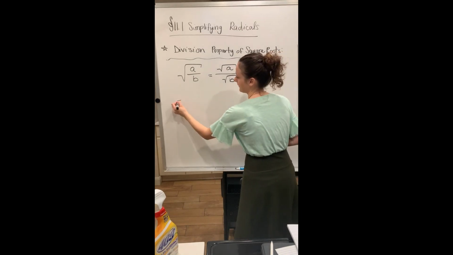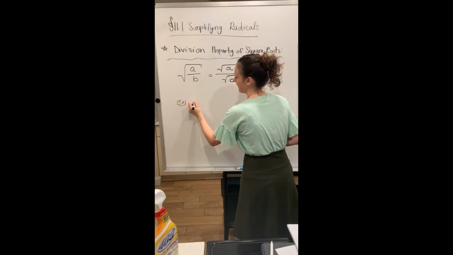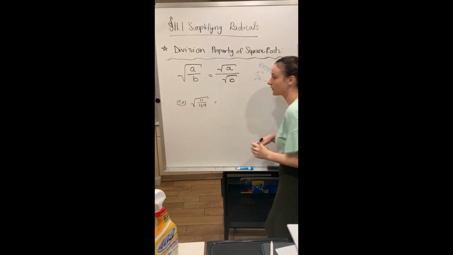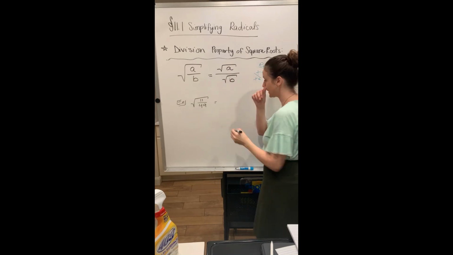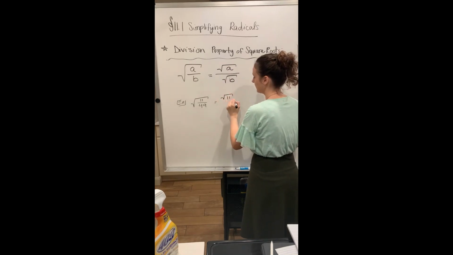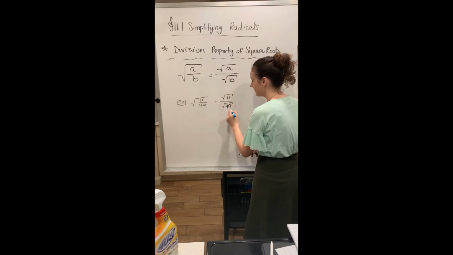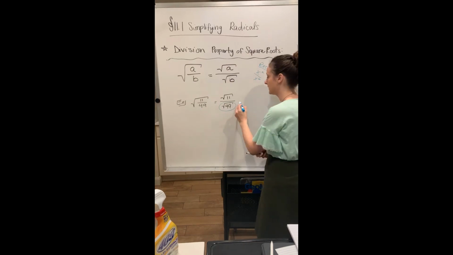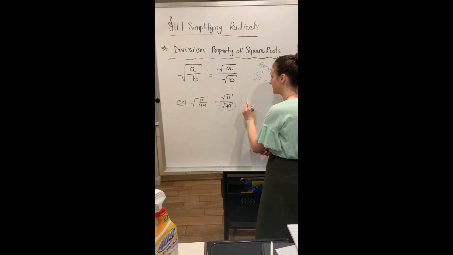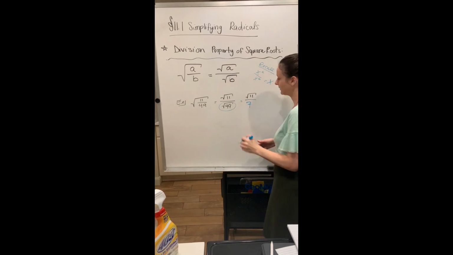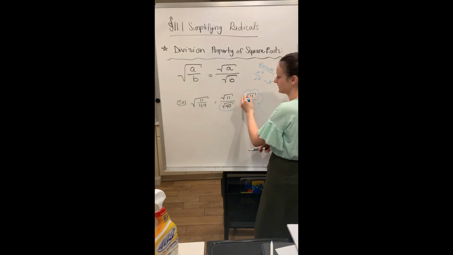Let's start with an example. If I have the square root of 11 over 49, we're going to break this up into the numerator and the denominator. I have the square root of 11 divided by now the square root of 49. And the reason that this is nice and beautiful is that I know the square root of 49 is 7. So now I have the square root of 11 divided by 7, and that is going to be this radical in simplest form.